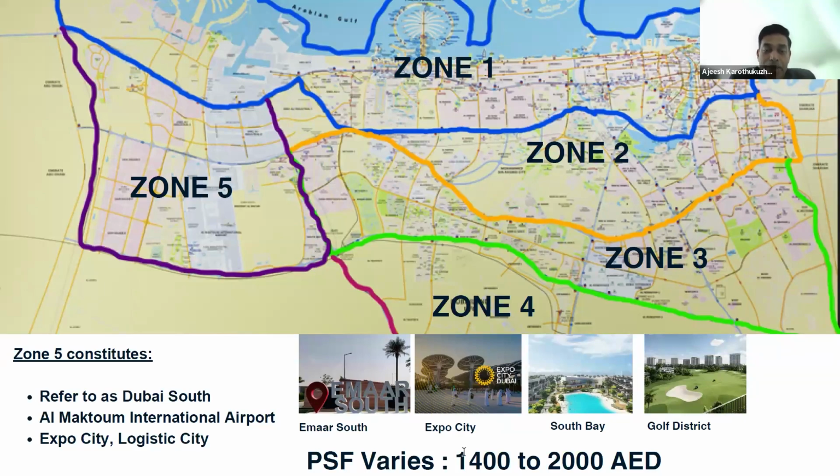Also, Emaar South, a major developer in UAE, has multiple townhouses and apartments in Emaar South. South Bay is another developer there, and they also have townhouses and villas, and there are a lot of private developers in Dubai South. Currently, Zone 4 and Zone 5 have more real estate projects because of the availability of land masses. Any questions from the listeners on all the zones?